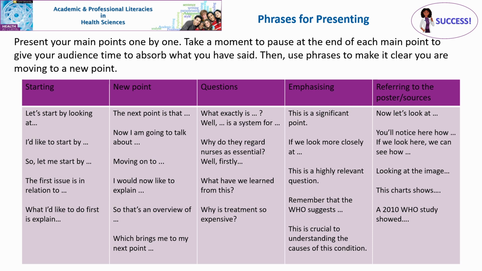Here we have a table with phrases for presenting information. I would recommend you to have a good look, perhaps pause the video here and look at these phrases.